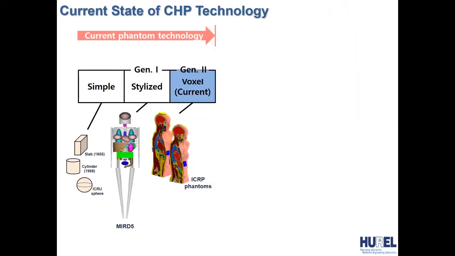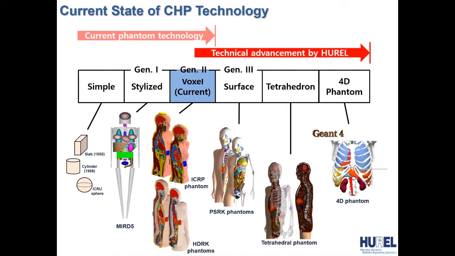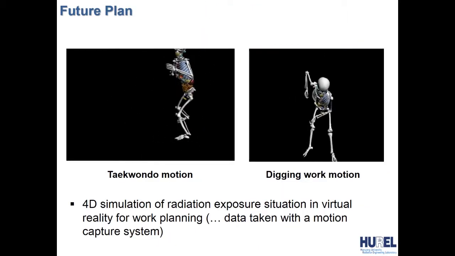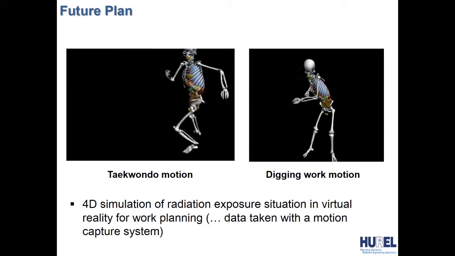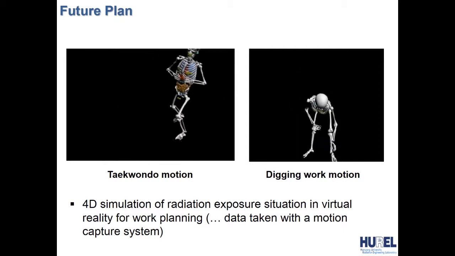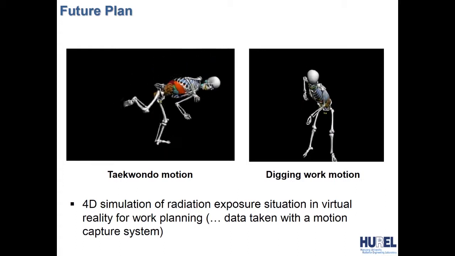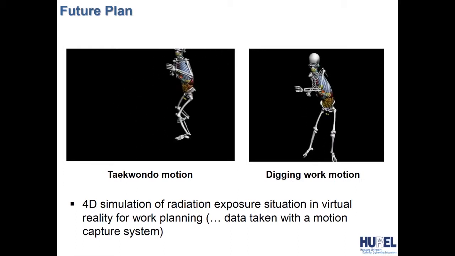In conclusion, our group is developing advanced types of computational human phantoms such as polygonal mesh surface phantom, tetrahedral mesh phantom, and 4D phantom beyond the current voxel phantom technology. Based on our advanced phantom developing technology, in the future we will be able to do real-time 4D Monte Carlo dose calculation while a computational human phantom moves following the movement of the human body.